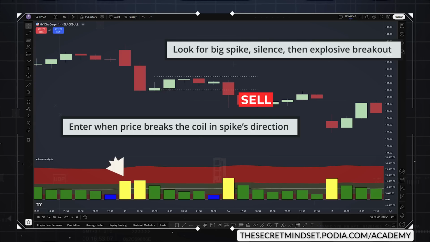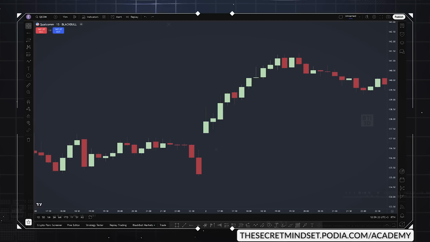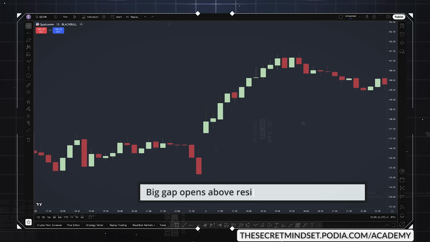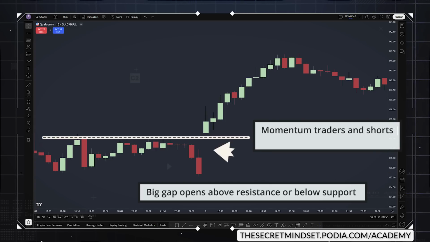When price busts out of the coil in the direction of the volume spike, that's your trade. The gap and go pattern is loud, fast, and full of energy. Most traders freeze. Some try to fade the move, thinking the gap will fill. But in the gap and go, the market leaves those traders behind.